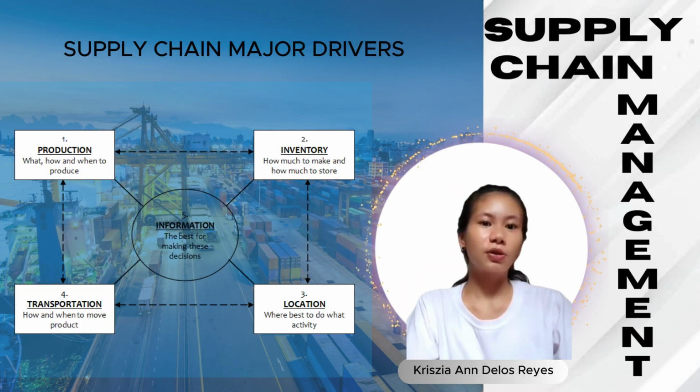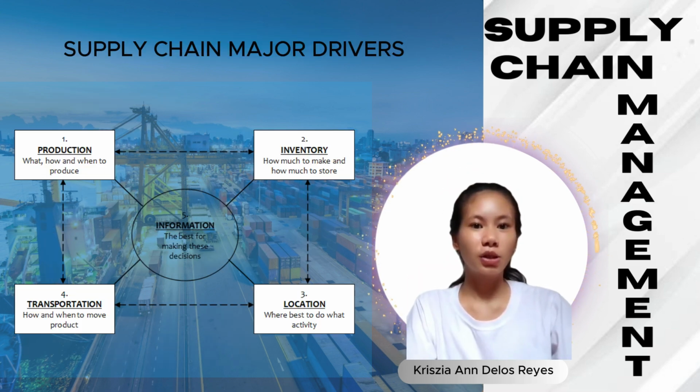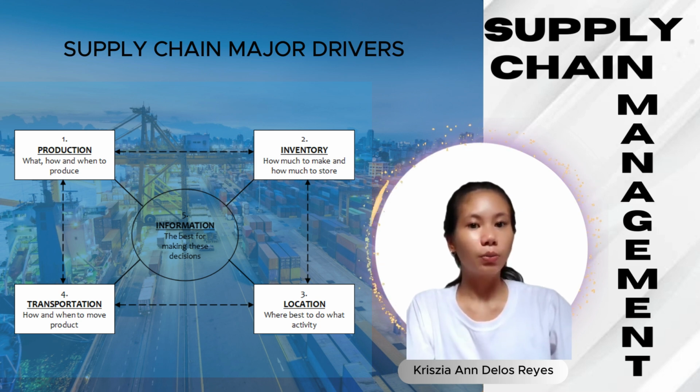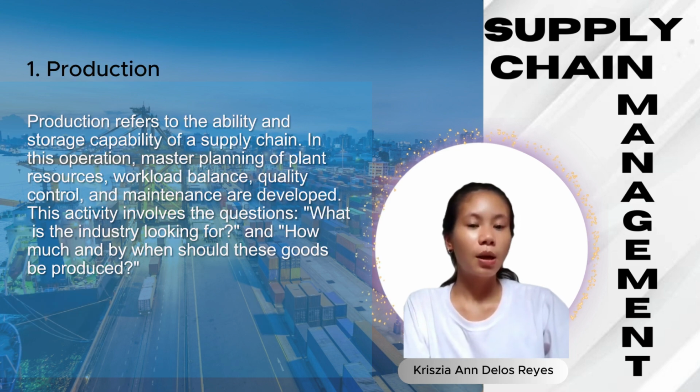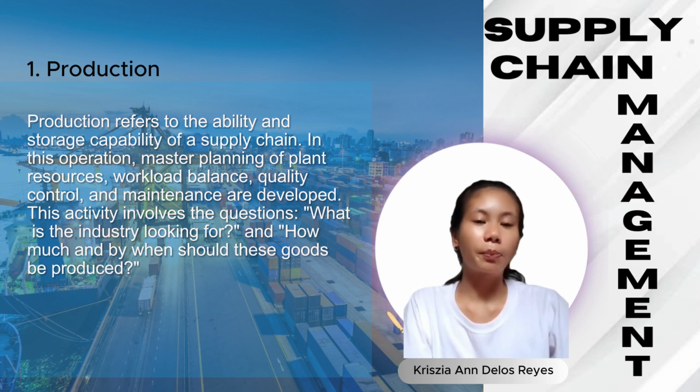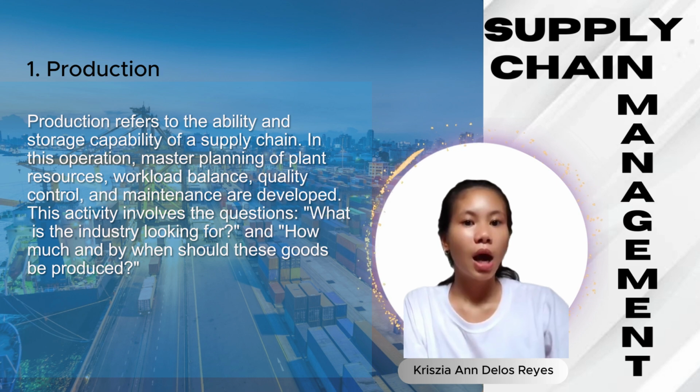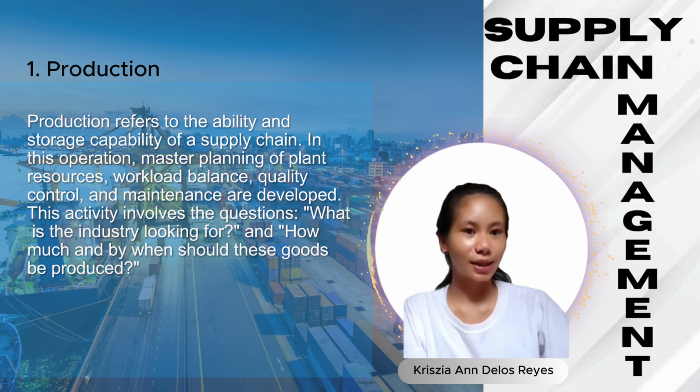The supply chain major drivers. It defines supply chain management as the transfer of practices and procedures involved in moving products from one location to another. First, production. Production refers to a supply chain's ability and capacity for storage. For example, a manufacturing company needs to determine how many units of a product to produce each month to meet customer demand while ensuring efficient use of resources.